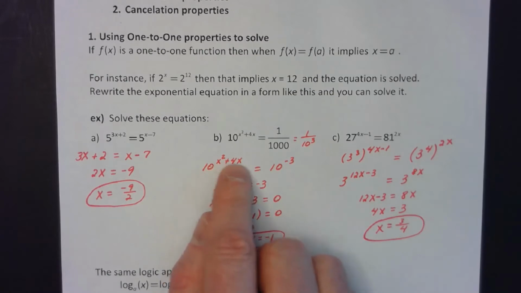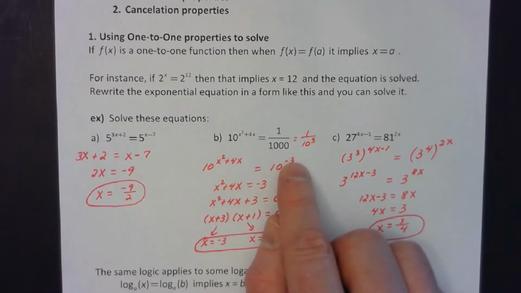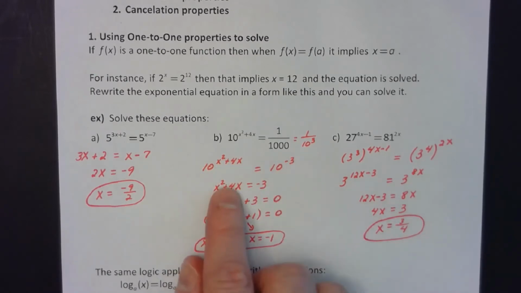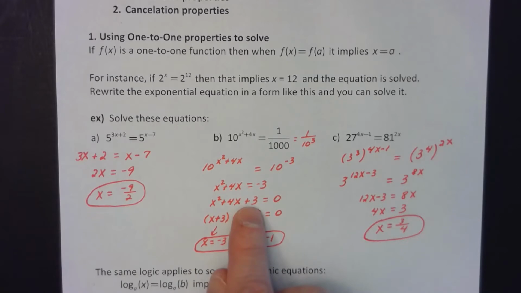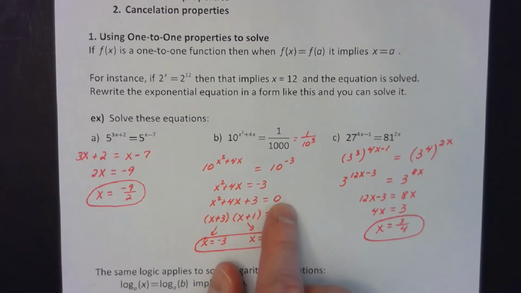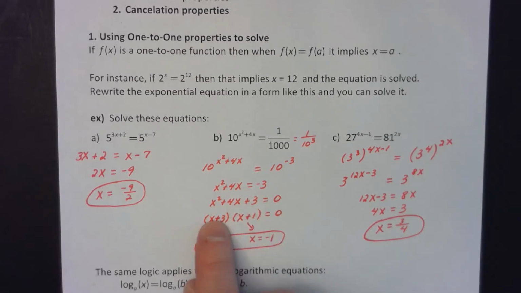That allows me to see that this exponent has to equal this exponent. So I get x squared plus 4x has to equal negative 3. I move the negative 3 over to the left-hand side, and I get x squared plus 4x plus 3 is equal to 0. Whenever you have a polynomial set equal to 0, you factor the polynomial whenever possible.